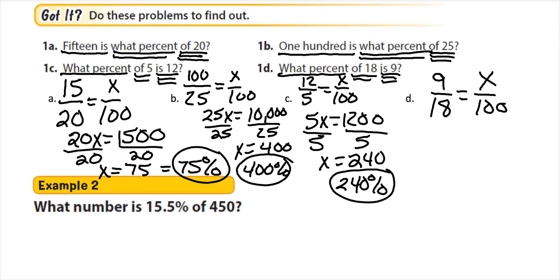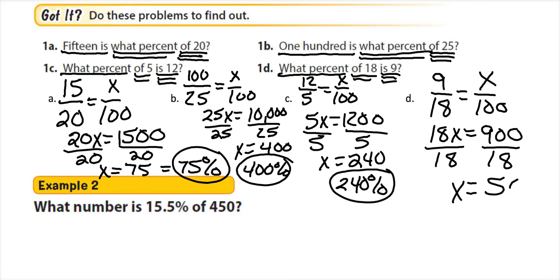Okay, so we have 9/18 equals x over 100. We're going to cross multiply. That'll be 18x equals 900. And then divide that by 18. And that should have came out to 50. Which is 50%.